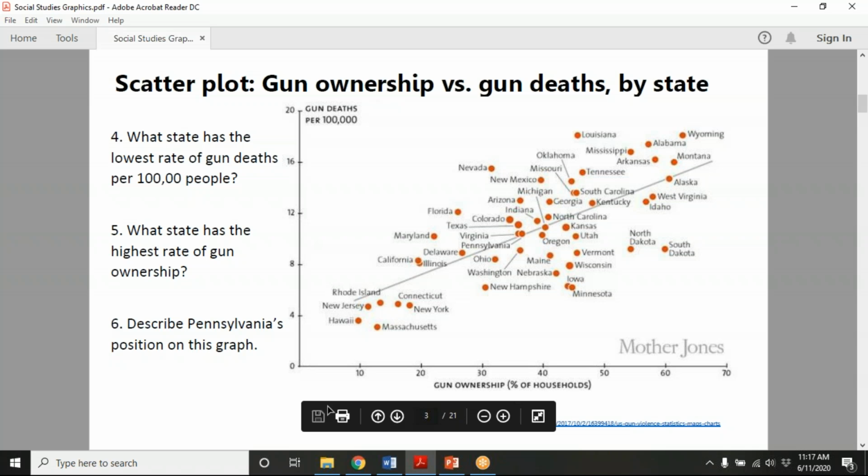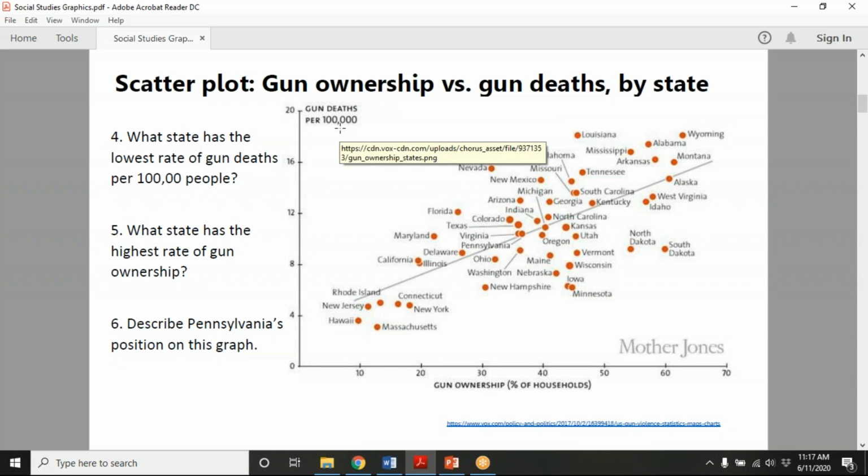Okay, shot in the dark, but I would say Hawaii. No, close. Okay, that's close. I'm not sure how to read this. Okay, so we're only looking at one.